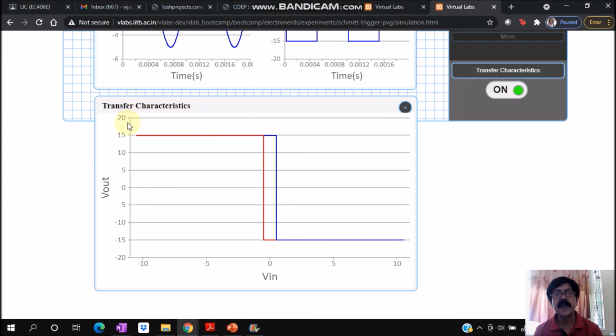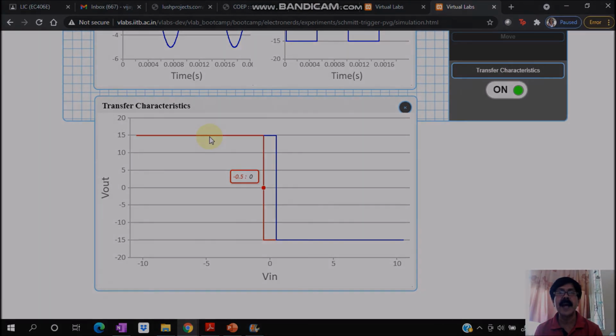What I mean to say is, if earlier the output was plus Vset and if the input goes more than VUT, then it will switch from plus Vset to minus Vset. Similarly, if it is in the minus Vset and now the voltage is decreasing and the input voltage goes well below the VLT voltage, then it will switch from minus Vset to plus Vset. So in this way, you have to perform this virtual lab experiment.